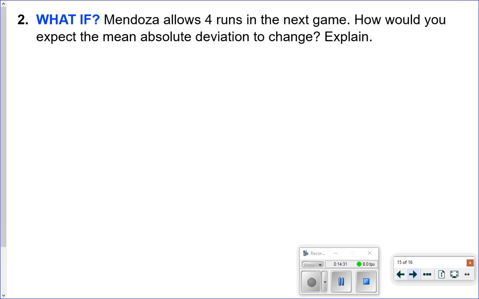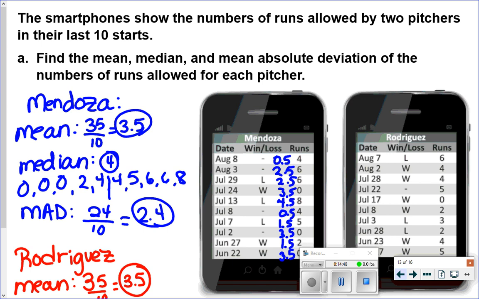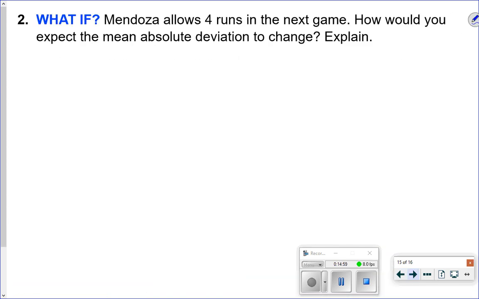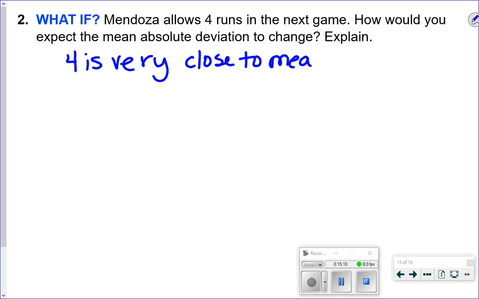Okay, and then our last one that we're going to look at here, it says Mendoza allows 4 runs in the next game. How would you expect the mean absolute deviation to change? And then explain. So if we go back to his numbers here, the mean is 3.5. 4 is very close to that, so we would expect the MAD to be smaller. So 4 is very close. It's only half off the mean, and that mean was 3.5.